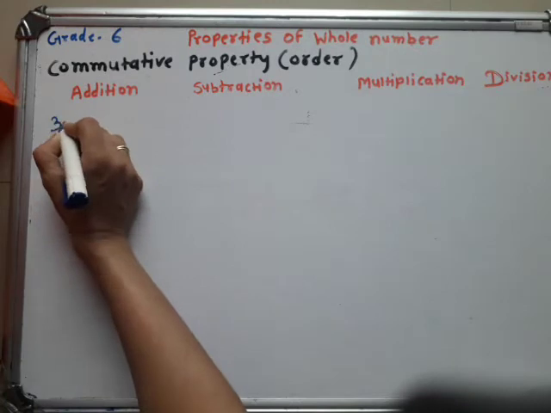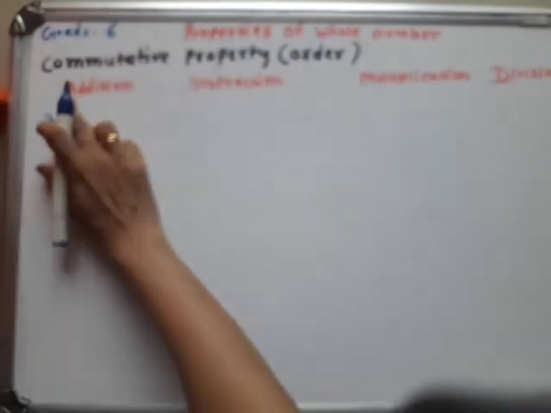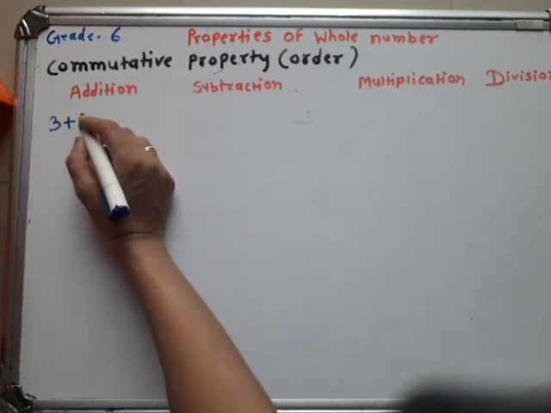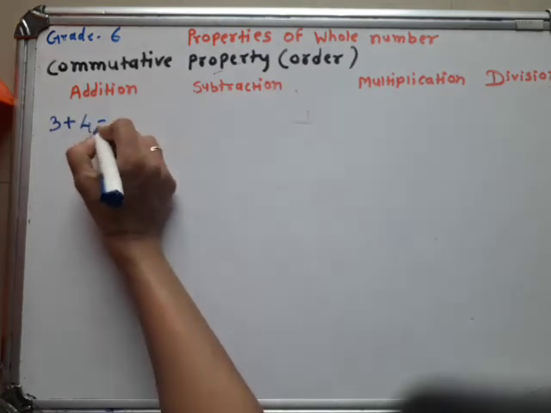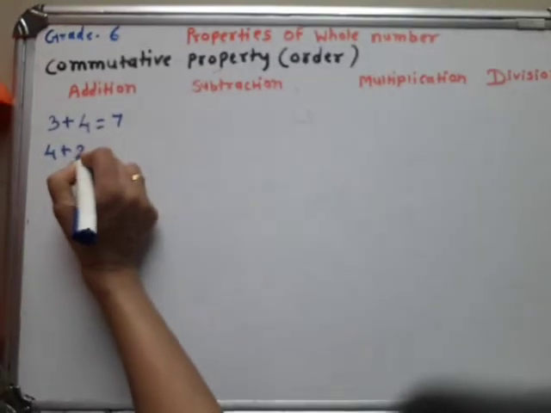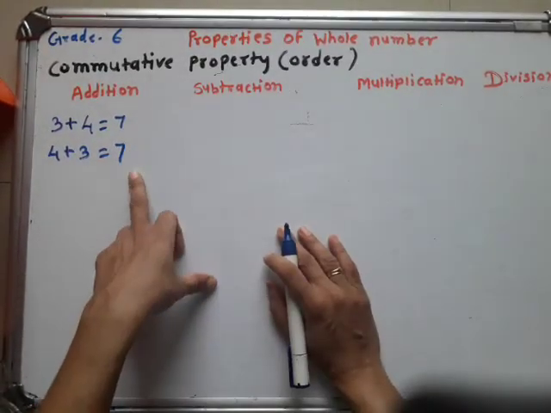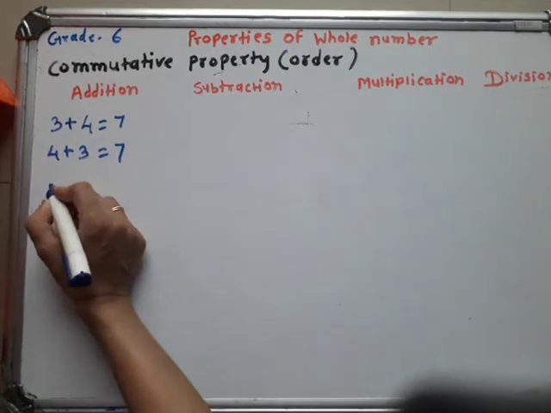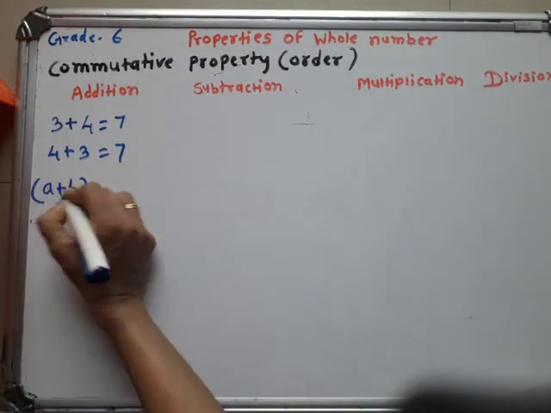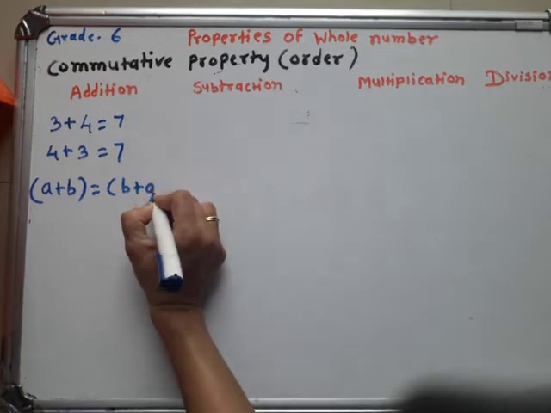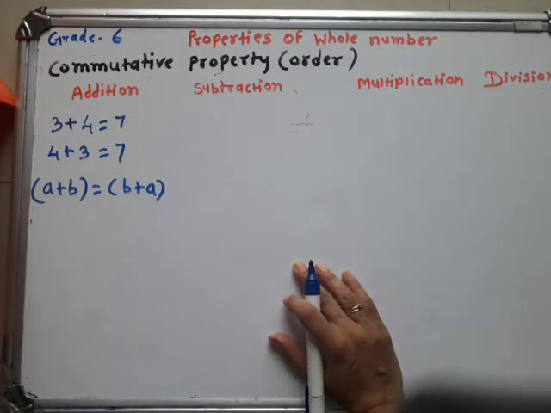See here, 3 plus 4. What is the answer given here? 3 plus 4 we get 7, or 4 plus 3 we get again 7. It means here we change the order of the numbers, and we get the same answer. Means a plus b or b plus a, we get the same answer. This is the commutative property of addition for whole numbers. So we can say that whole numbers satisfy the commutative property of addition.